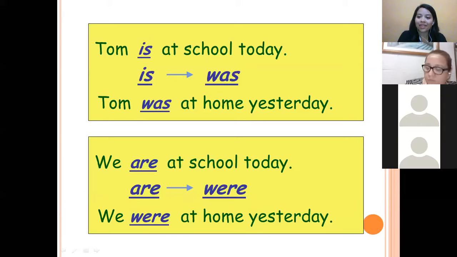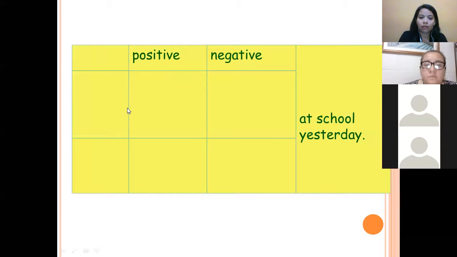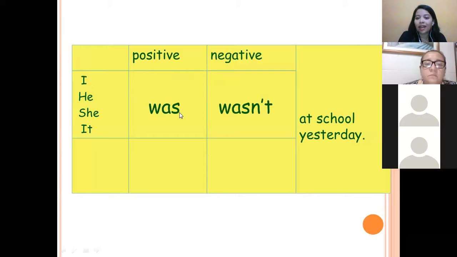For example, imagine I ask you, where were you yesterday at 1 p.m.? So with I, I'm going to show you this part right here, we have I was, okay? So where were you yesterday at 1 p.m.? I was at school yesterday. I was at the office. I was at the company, okay? I was at a restaurant. Where were you yesterday at 1 p.m.?